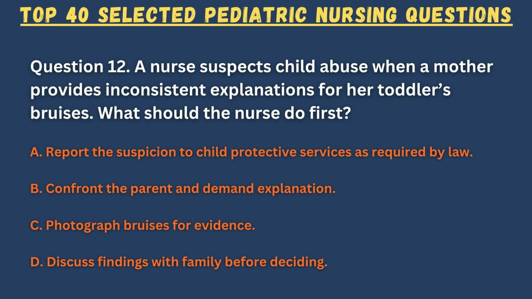Question 12. A nurse suspects child abuse when a mother provides inconsistent explanations for her toddler's bruises. What should the nurse do first? A. Report the suspicion to Child Protective Services as required by law. B. Confront the parent and demand explanation. C. Photograph bruises for evidence. D. Discuss findings with family before deciding.